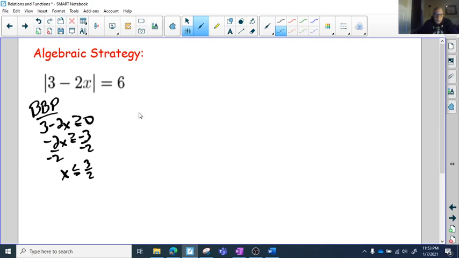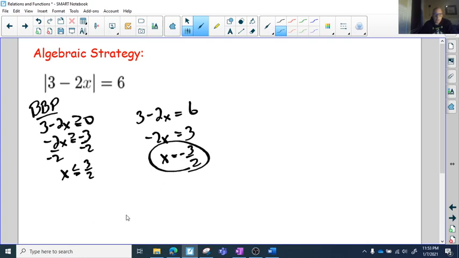So if between the bars is positive, you just get rid of the bars and you solve it like a regular old equation. Now we solve it. That's a basic middle school equation. So bring that over here. You get 3. X then would be -3/2, which is less than or equal to 3/2. So I accept that answer. All this is for is to determine whether you're going to actually accept this answer or call it extraneous. Because it meets this criteria, we accept that answer.